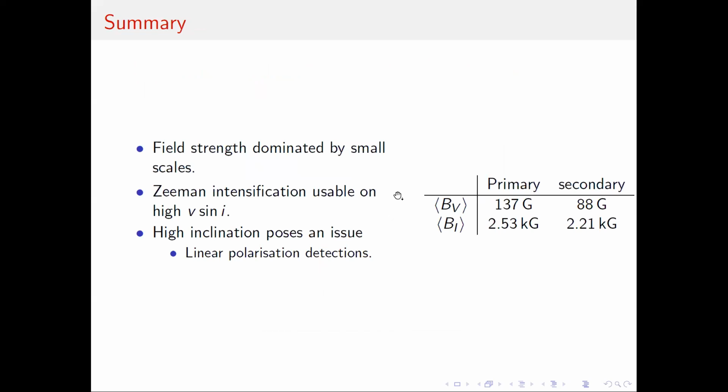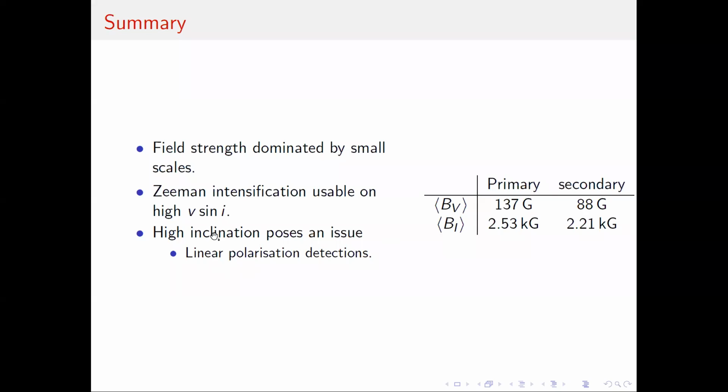So just to finish off some things, here we have our obtained values from ZDI and from Stokes intensification. This shows that, once again, the field obtained from intensification is significantly stronger. It highlights that a lot of the magnetic field strength is dominated by the smaller scales rather than these large scales observable with Zeeman Doppler imaging, which is also something that can be seen in a lot of other studies.